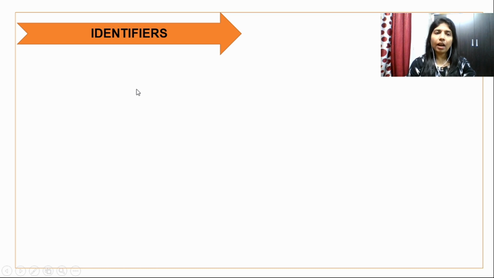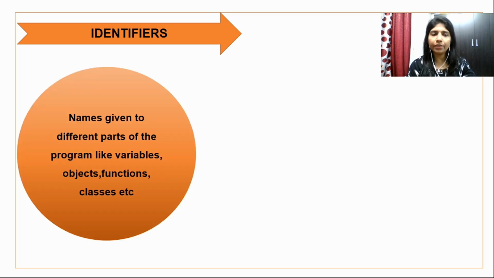Identifiers. How to give names to different identifiers, or what are the rules for giving names to identifiers. So what is an identifier? We have already learned names given to different parts of the program, like variables, objects, functions, classes, etc. Now let us see the rules one by one.